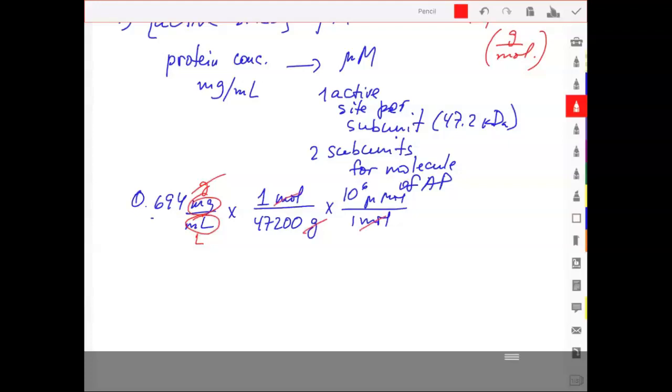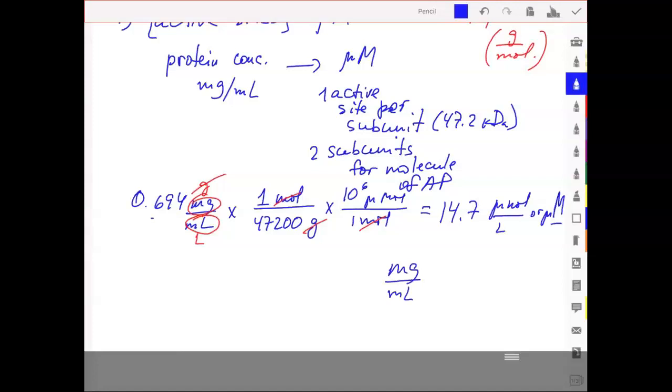And so we'll end up in units of micromole per liter, which will give us micromolar. Okay, so put the calculation here. If you plug that in, you should get 14.7 micromole per liter, or micromolar, big M, right? And I'm sorry if this is kind of jumping, but mg per ml is the same as gram per liter, right? So the factor of 10,000 cancels out.